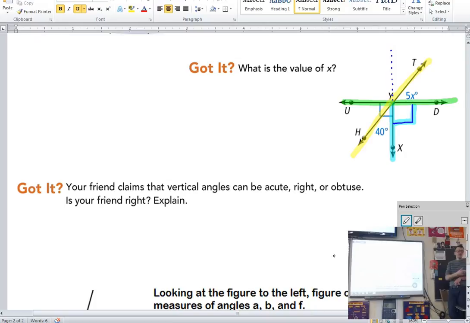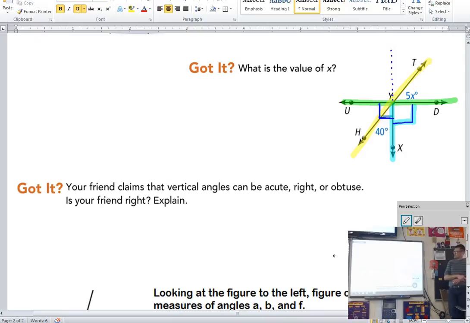So you identify the right angle. What else do we know about right angles? 90 degrees. They're 90 degrees. And that right angle here is actually a composition, something made of pieces.